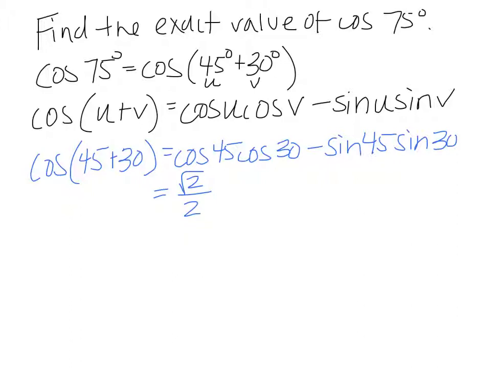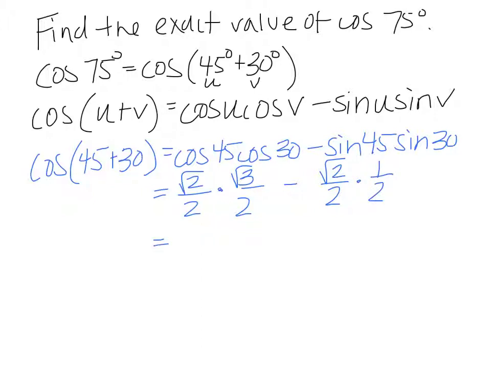All you have to do is look at your u's. Think about where a 45 degree angle is. 45 degrees is in the middle of your first quadrant. Cosine is your x value, and that's square root 2 over 2. What's the cosine of 30? Square root 3 over 2. All right, minus, what's the sine of 45? Square root 2 over 2. And the sine of 30? 1/2.